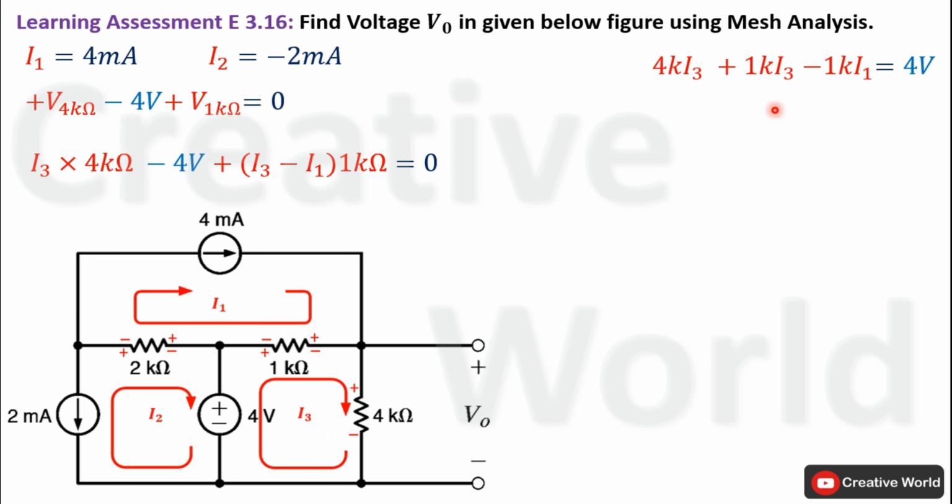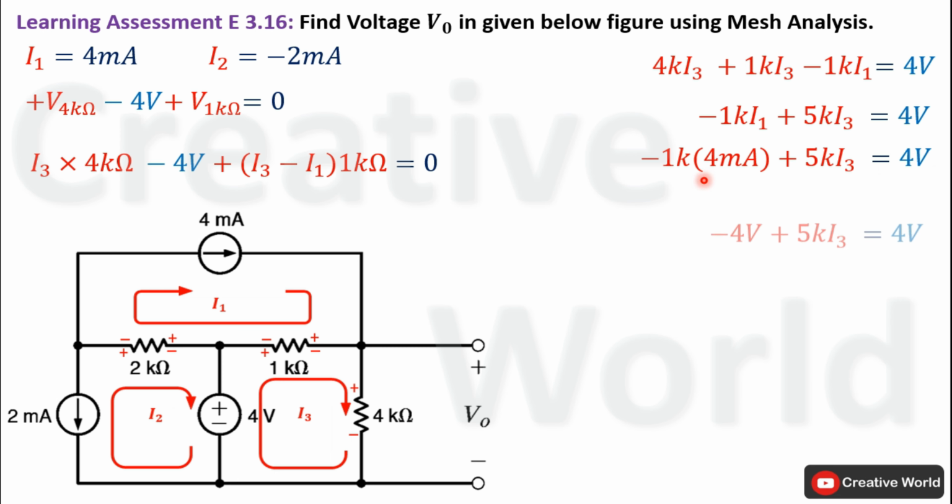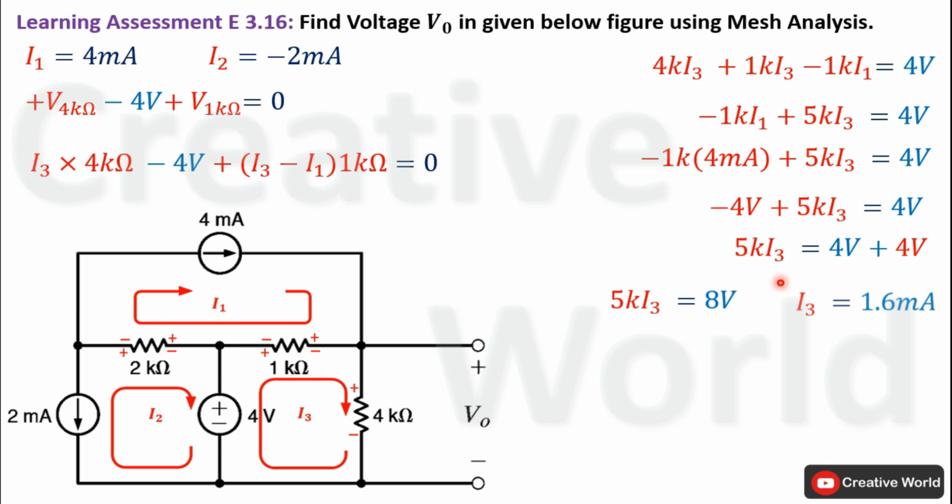Now arrange this equation, add 1k I3 and 4k I3 together and place the value of I1 that we have already calculated in the previous step. The equation will become minus 1k into 4 milliampere plus 5k I3 equal to 4 volt. Take the product of 4 milliampere and 1 kilo ohm, it will become minus 4 volt plus 5k I3 equal to 4 volt. Place this minus 4 volt on the other side of the equal sign. The equation will become 5k I3 equal to 4 volt plus 4 volt. Now add these values together and divide by 5k on both sides. The value of current I3 will become 1.6 milliampere.